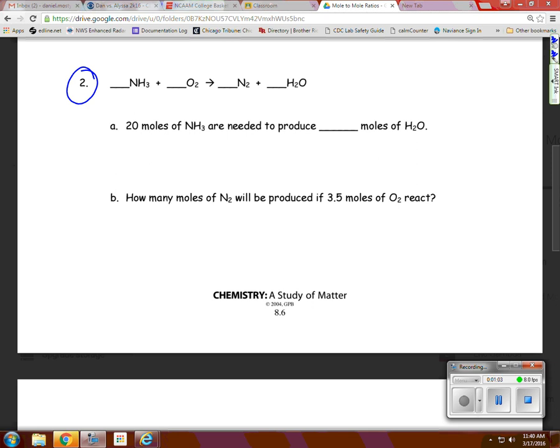NH3 is a reactant, so it's one of the ingredients, kind of like the wheels were, and H2O is a product, so it's one of the things that we end up with. So in order to solve this problem, we're going to need to balance it. We're going to need to figure out what the ratio is between the different compounds in this reaction.